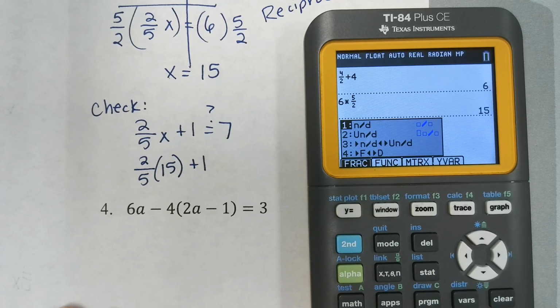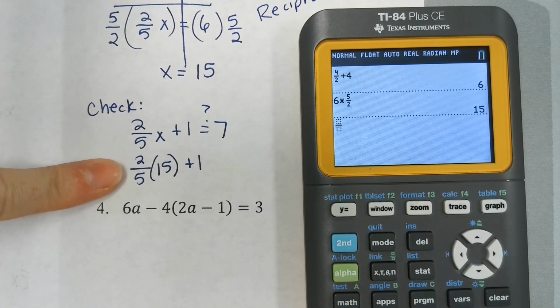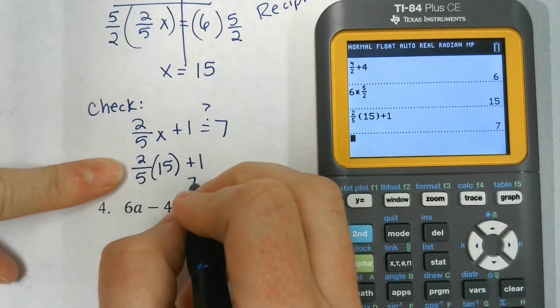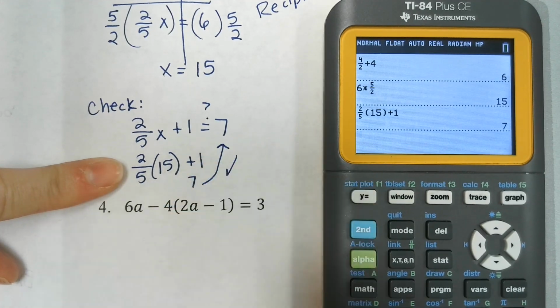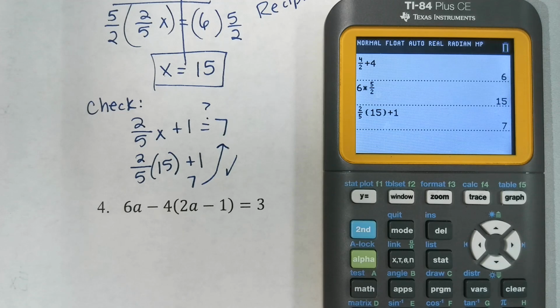Alpha y equals, put this in your calculator right now. 2 over 5 times 15 plus 1. And it does equal 7. So that means we did it correctly. Got x equals 15.